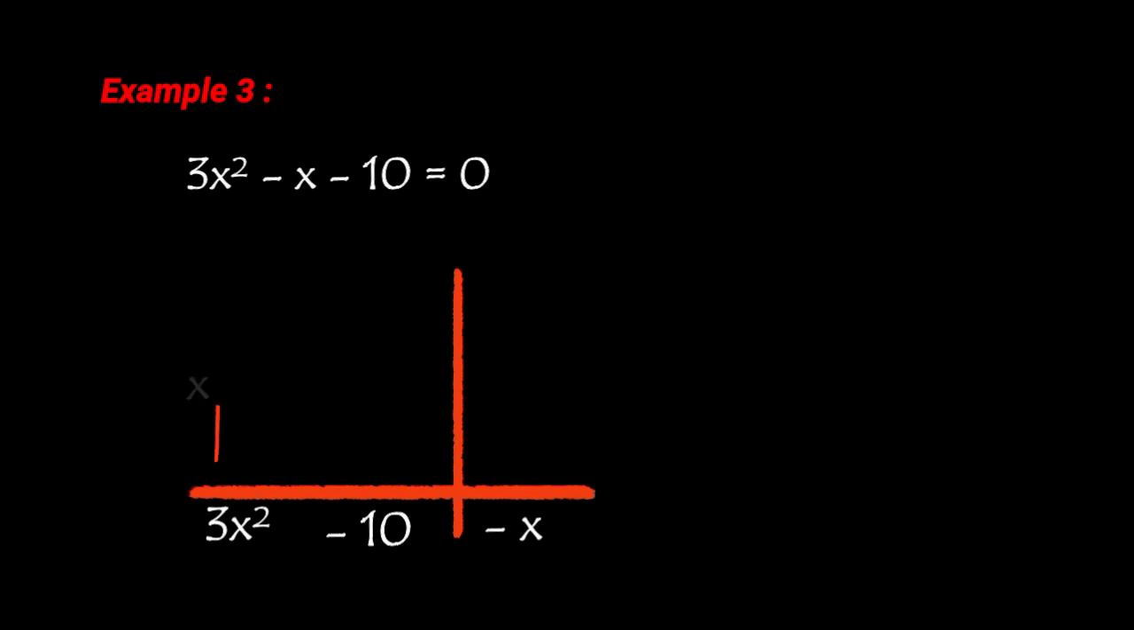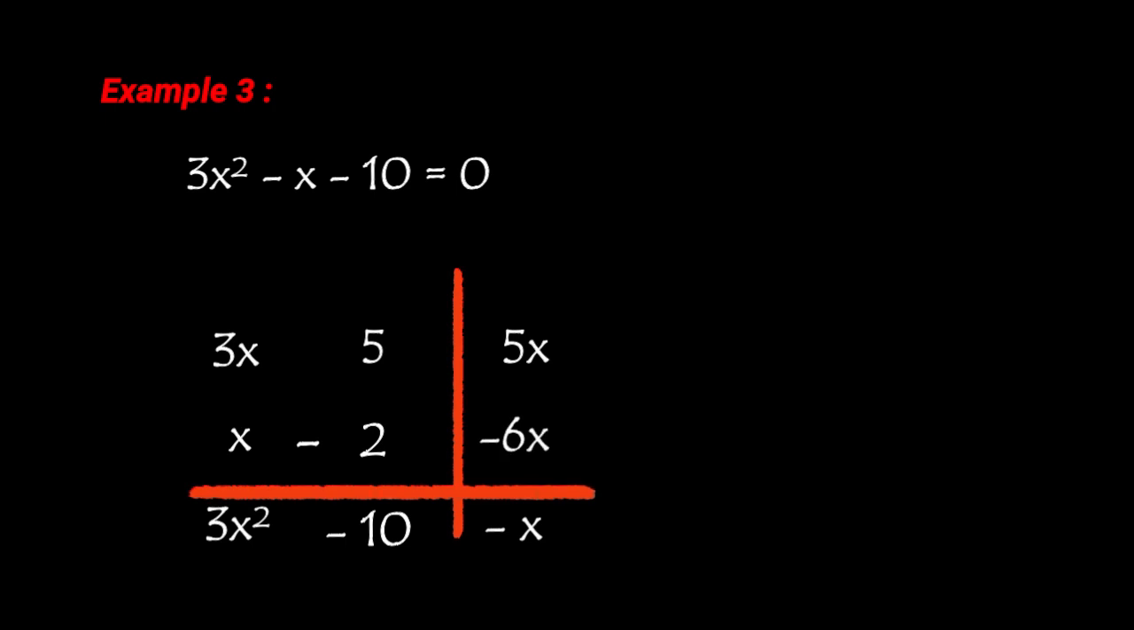Next, we can fill up the first column to get positive 3x squared. The two terms would be 3x times x. In the second column, we can use positive 5 times negative 2, which gives us negative 10. And then for the next step, we have to cross multiply the two terms at the top, which gives us x times positive 5, which gives us positive 5x. And for the second term, we have 3x times negative 2, which gives us negative 6x.